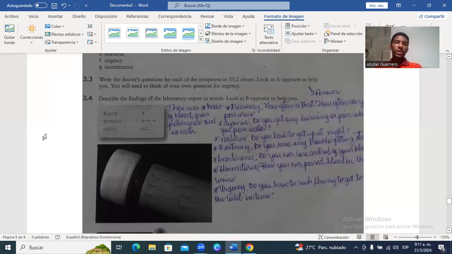Write the doctor's question for each of the symptoms in 33.2 above. Look at A opposite to help you. You will need to think of your own question for urgency. The answer is below.